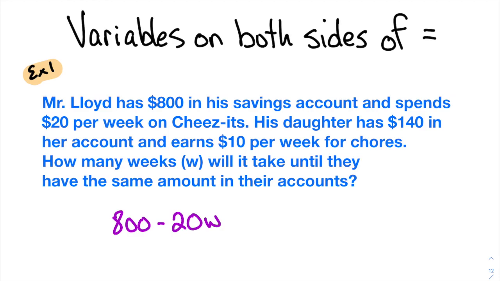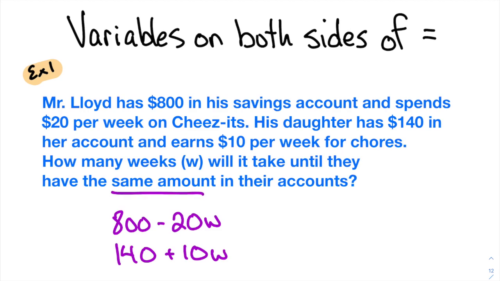And then I read the second sentence. His daughter has $140 in her account and earns $10 per week for chores. So $140 in the account. Earning is adding $10 for every week of chores. How many weeks will it take until they have the same amount?